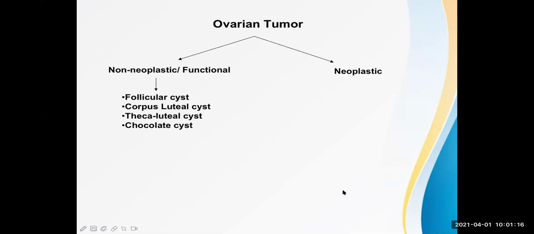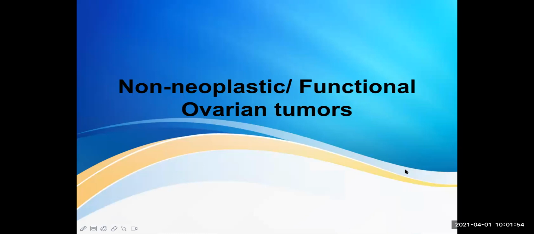Let's move on. Again, the same concept here: ovarian tumor, non-neoplastic or functional, and neoplastic. Neoplastic tumor will be dealt with in another class, and we mainly focus on non-neoplastic or functional tumor now. There may be follicular cyst, corpus luteal cyst, theca lutein cyst, and chocolate cyst. The chocolate cysts are endometriosis which may be present in the ovary. Now let's enter into the topic. Let's talk about non-neoplastic or functional ovarian tumor.